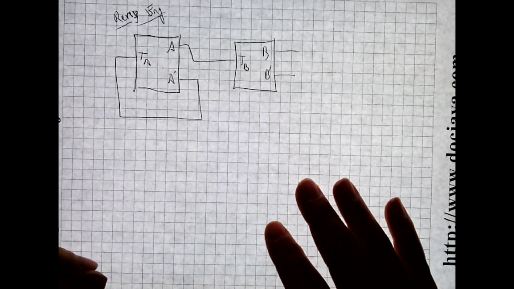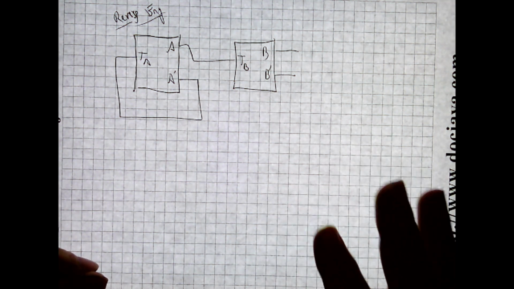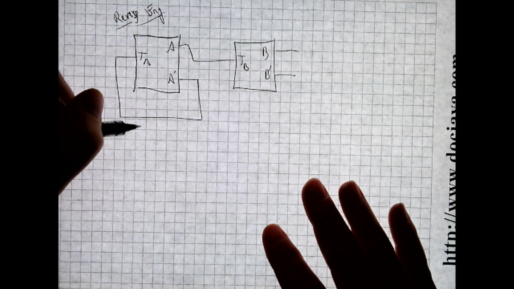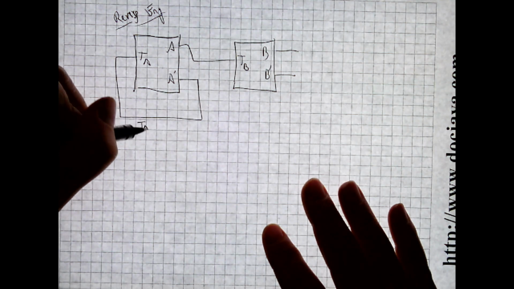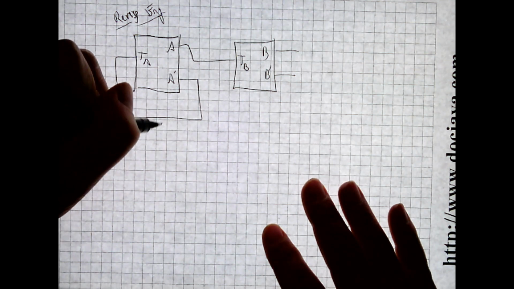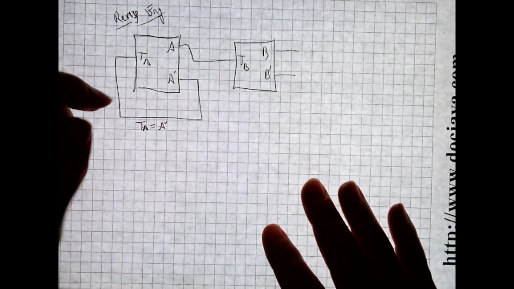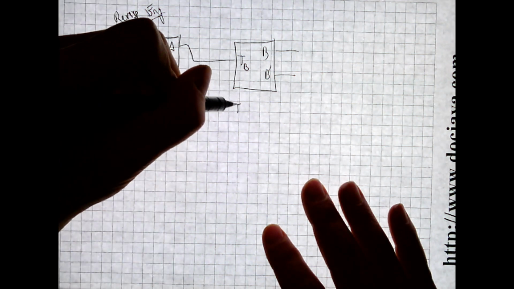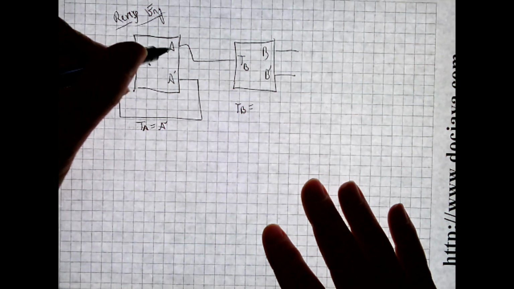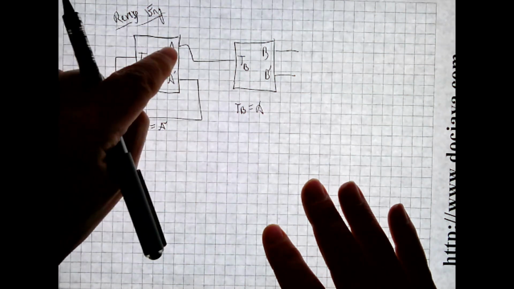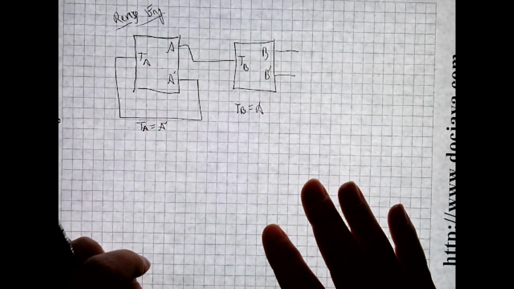So what we really need is a basic problem approach. So let's write out some equations. T sub A is equal to A prime, and we can see that because of this wire. T sub B is equal to A, and we can see that because of this wire. So that's all right, I guess.